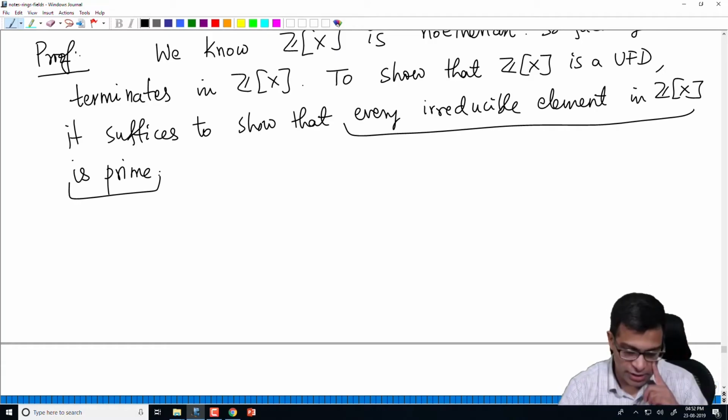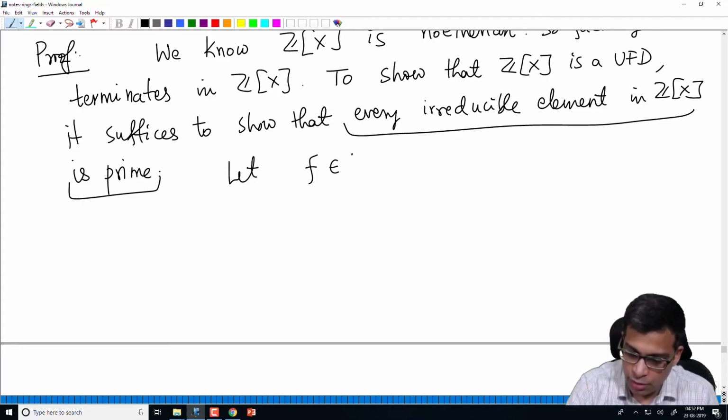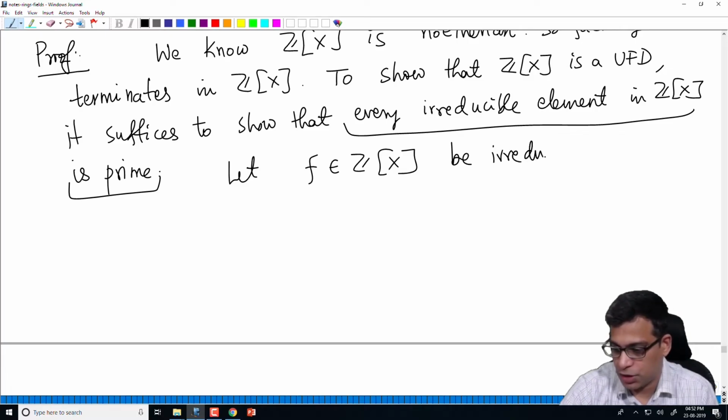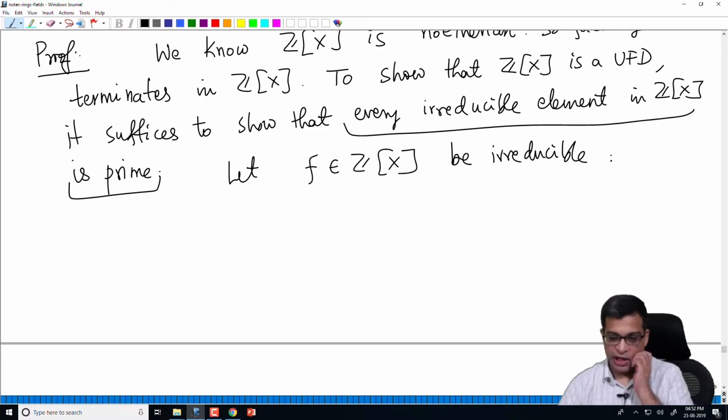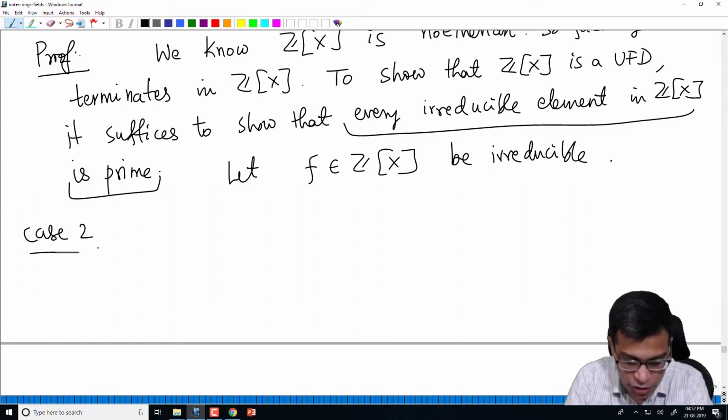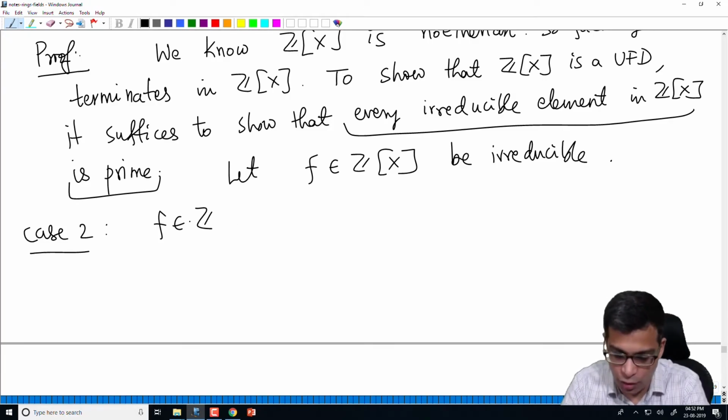So in order to do this, let us take an irreducible element. You see where the previous proposition now will come in handy. So let f be an irreducible element. We have two cases. By the previous proposition, f is actually a constant, in other words it is degree 0, in other words it is in Z, and f is a prime integer, right?